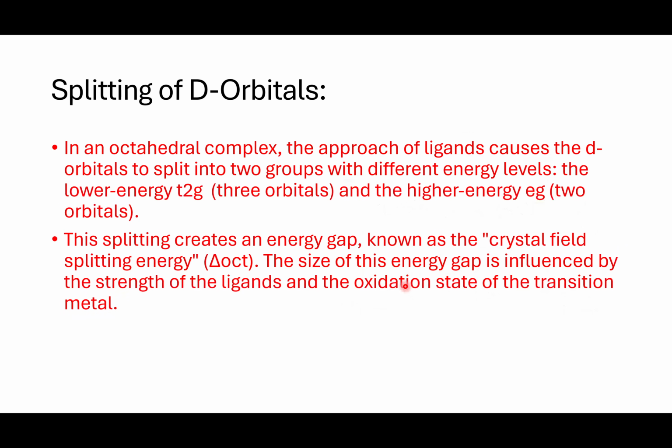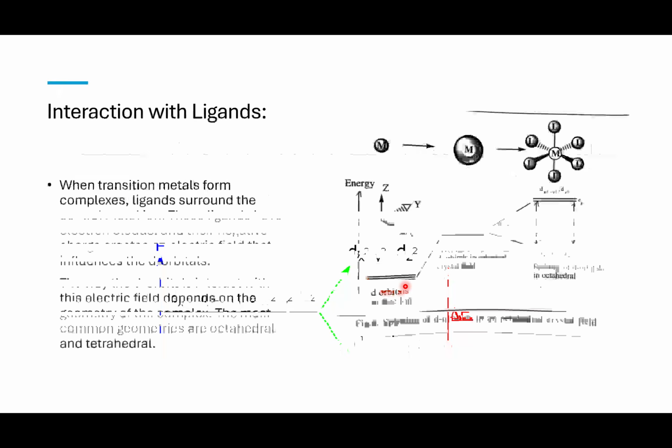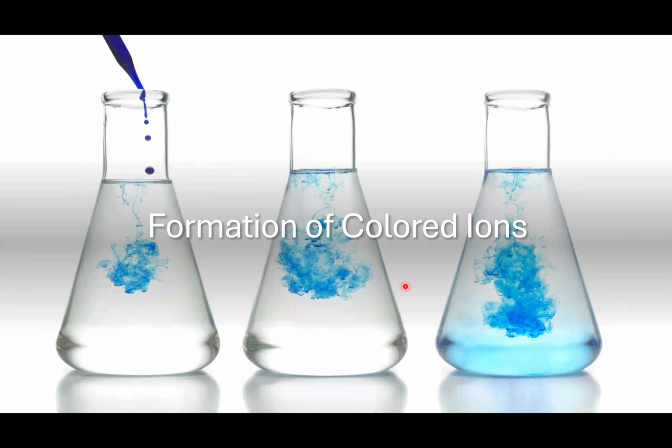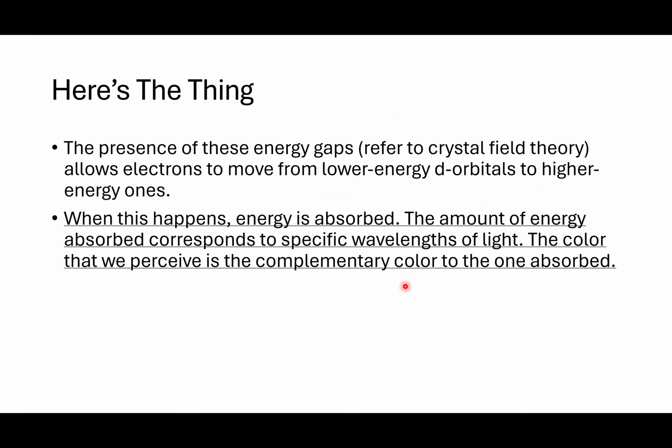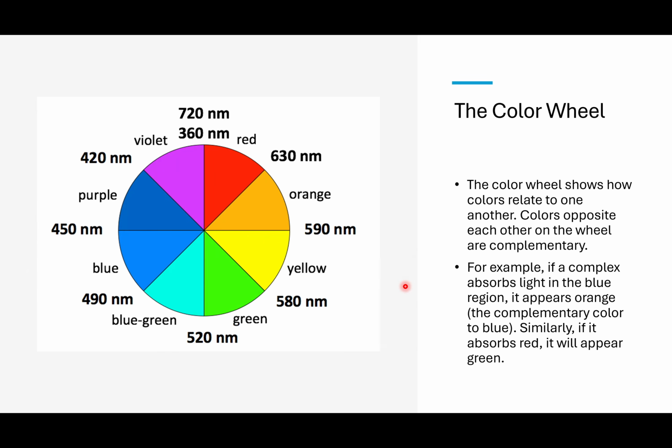Alright? And that is why I had to go to the crystal field theory to try to explain that, right? So the formation of the colored compounds. Here's the thing: the presence of these energy gaps from the crystal field theory allows electrons to move from lower d orbitals to higher d orbitals, so the lower energy d orbitals to higher energy d orbitals. When this happens, energy is absorbed. The amount of energy absorbed corresponds with specific wavelengths of light, and the color that we perceive is the complementary color of the one that is absorbed.